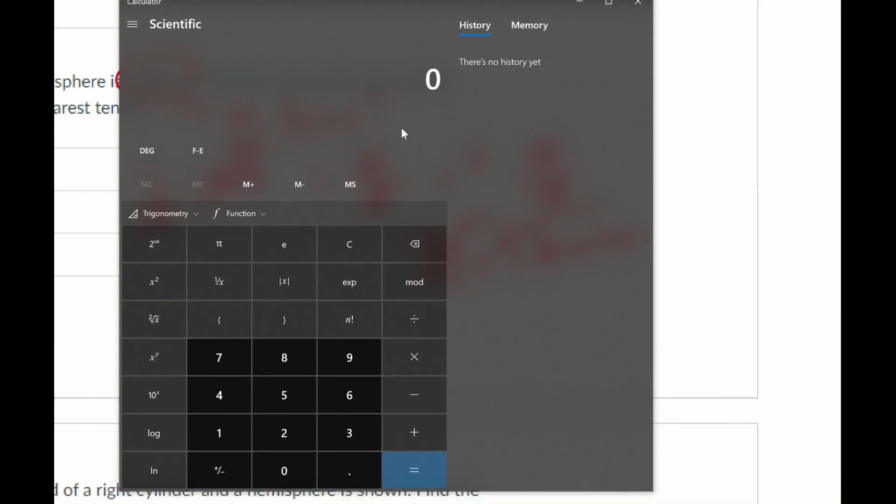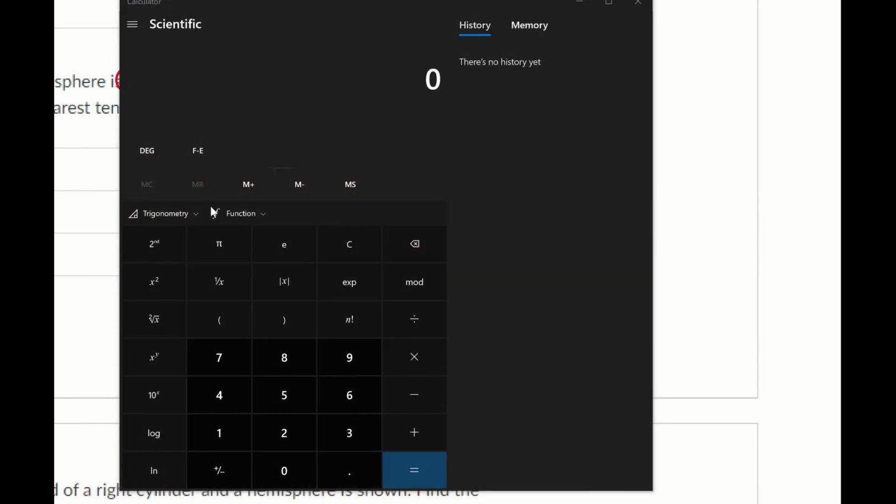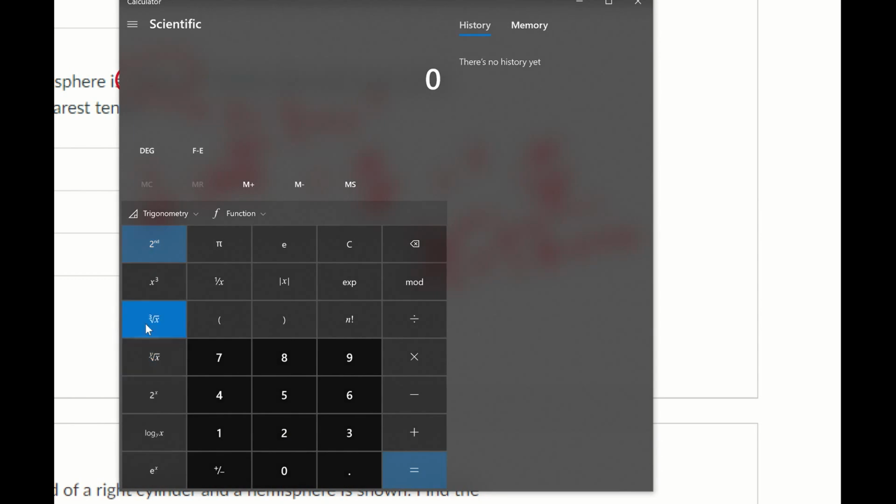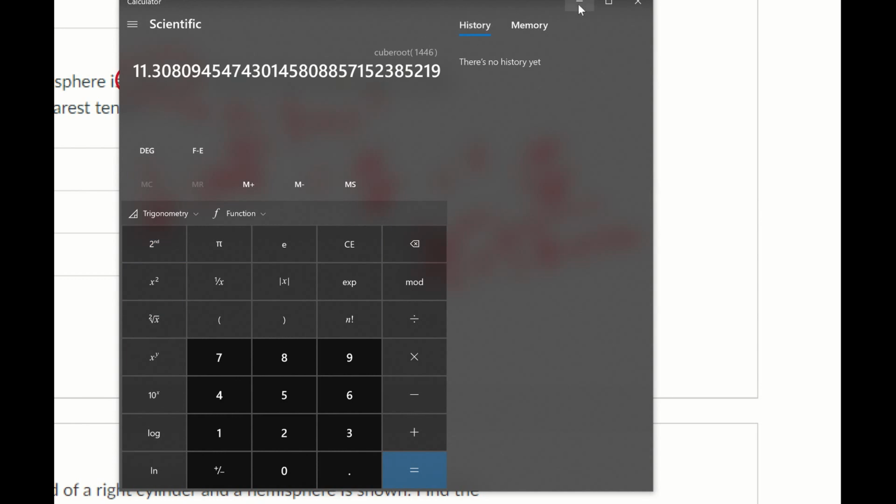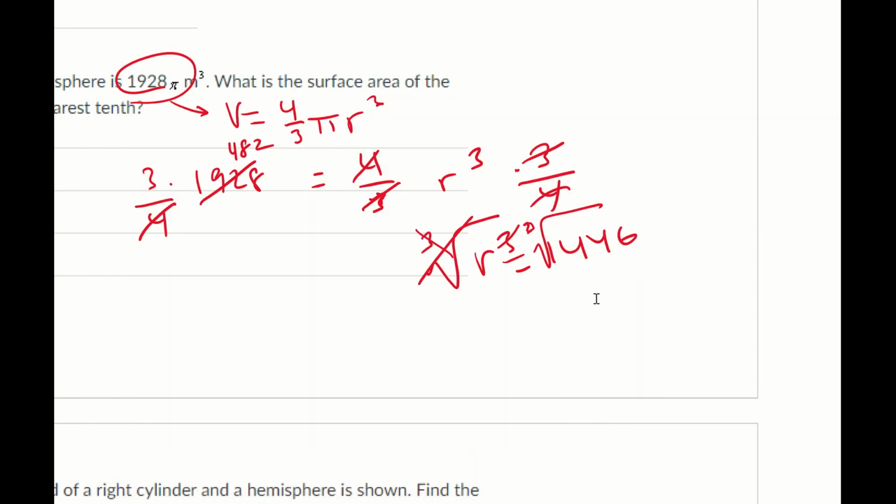And I'm just using the basic calculator that's on, you know, any standard PC. So I'm going to hit second. There's the cube root function. So cube root, okay, we've got to type in a number first. The number was 1446, and then the cube root, let's hit that. 11.31. So, okay, we'll say that, 11.31.